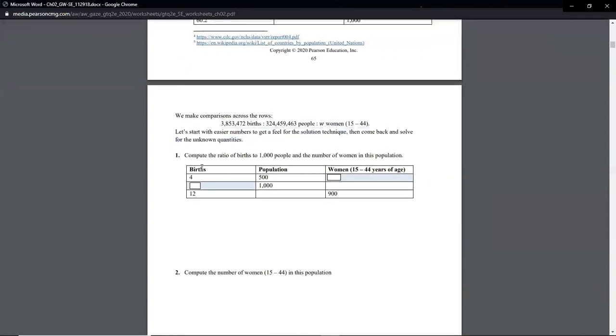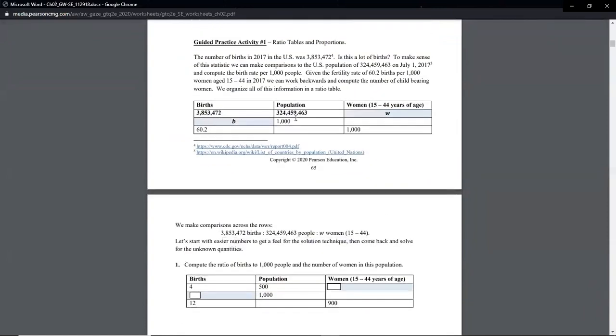So instead of saying it's 3.8 million births for 324 million people in America, we're saying it's 4 births for 500 people in some random population. There's only 500 people in this population, and out of them, there were 4 births that year. So we want to find out how many births there were if we scaled this population to 1,000. And this is where that idea of the common multiplier will come into play.